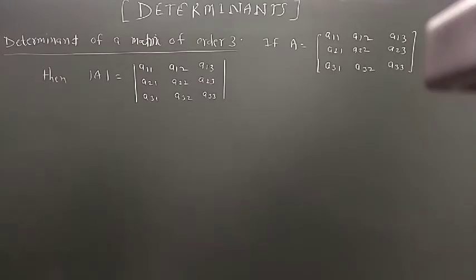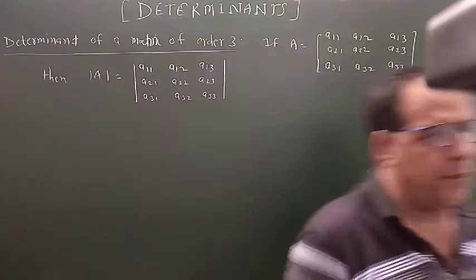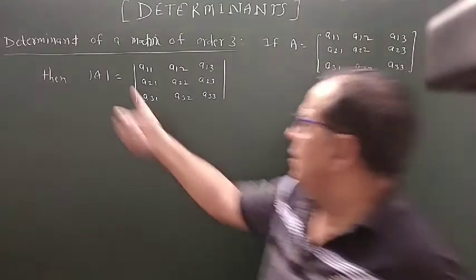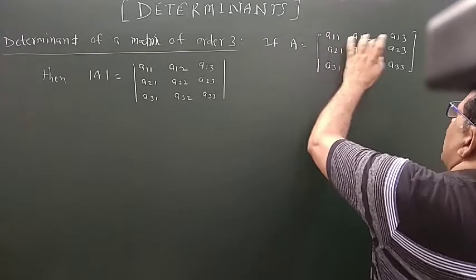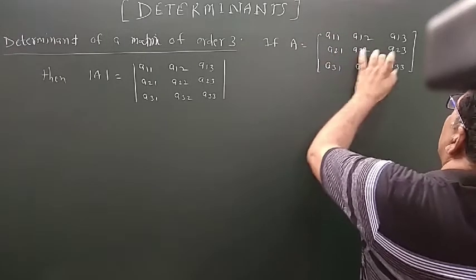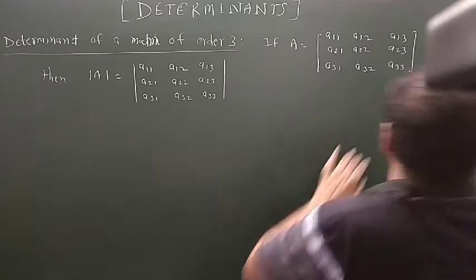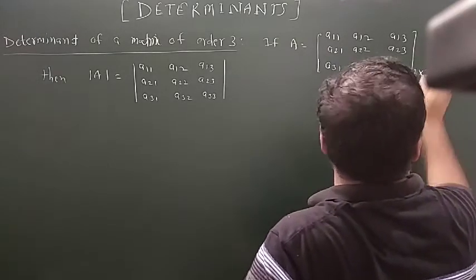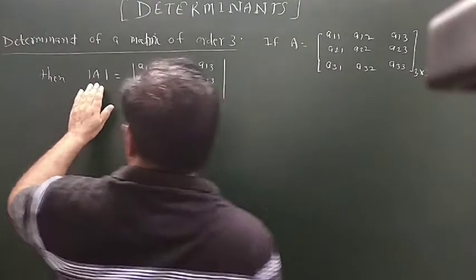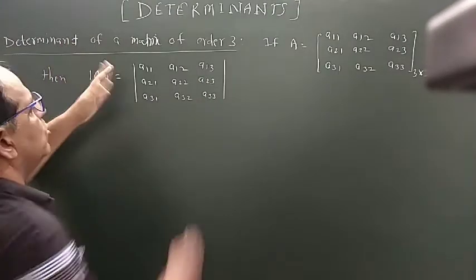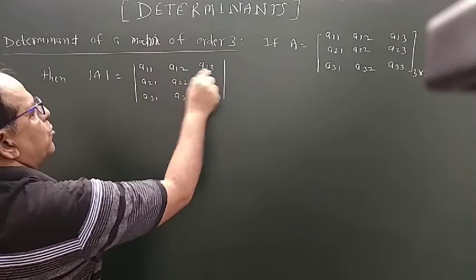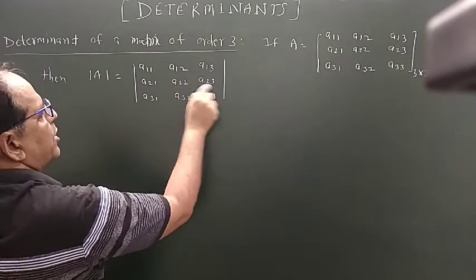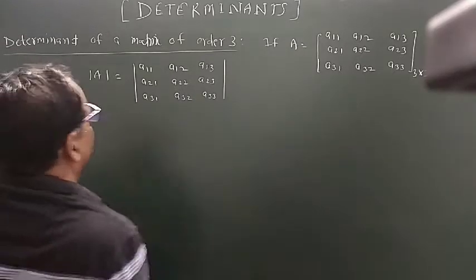Now we discuss the determinant of a matrix of order 3. Here, if A equal to [a11, a12, a13; a21, a22, a23; a31, a32, a33] is the square matrix of order 3 by 3, then the determinant of this matrix is written by changing the brackets to determinant signs: |a11 a12 a13; a21 a22 a23; a31 a32 a33|.